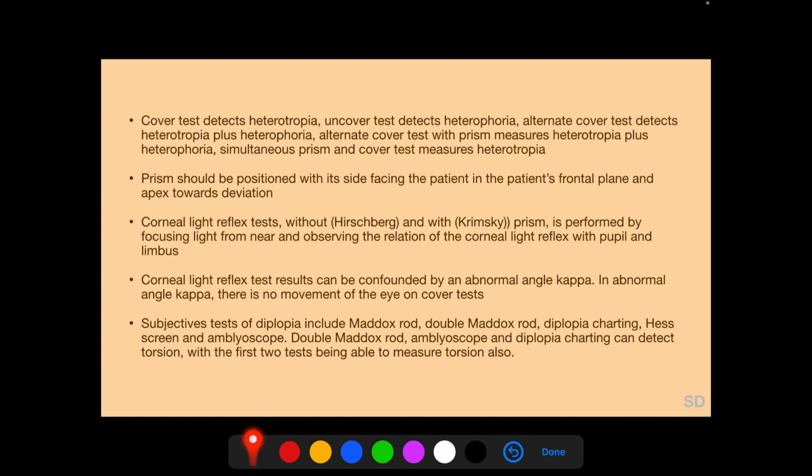Subjective tests of diplopia include Maddox rod, double Maddox rod, diplopia charting, Hess screen, and Amblyoscope. Among these tests, double Maddox rod, Amblyoscope, and diplopia charting can detect torsion, with the first two tests, double Maddox rod and Amblyoscope, being able to measure torsion also.